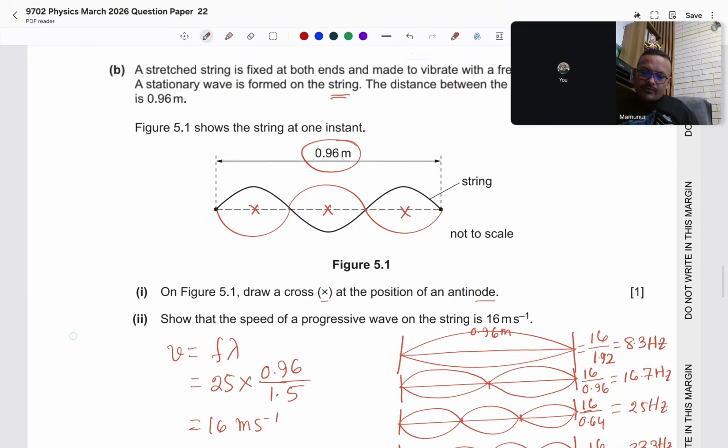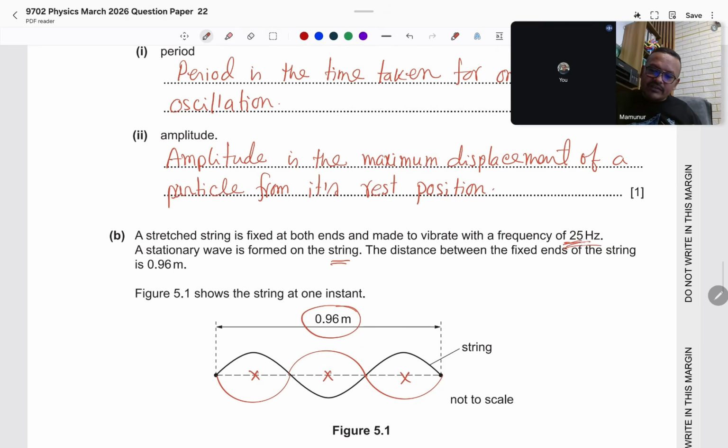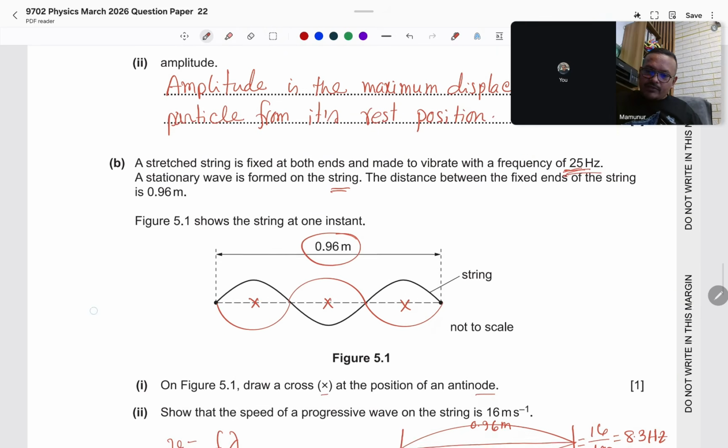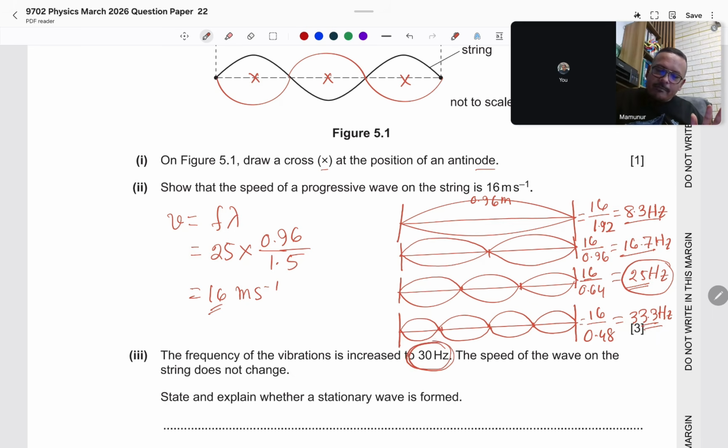See, for the first one, if it is 25 hertz, a stationary wave will form. For this 0.96 length, and the speed constant at 16 meters per second, the first stationary wave will form when the frequency is 8.3. The second one is 16.7. The third one is 25 hertz, and the fourth one is 33.3 hertz, not 30 hertz.